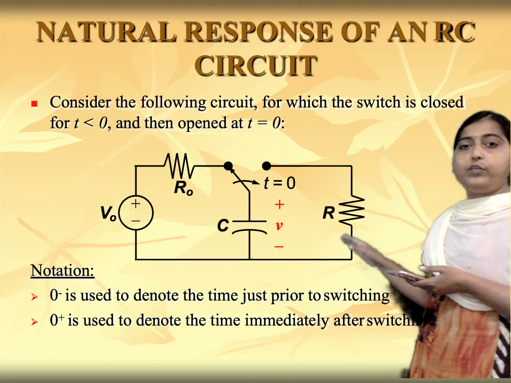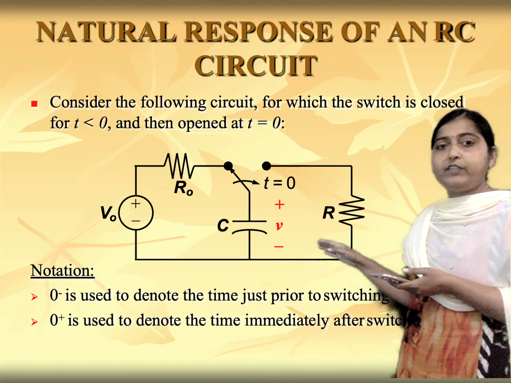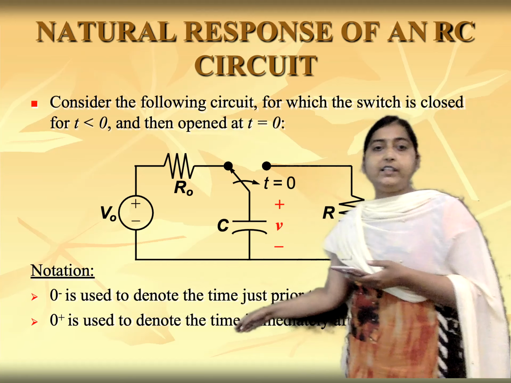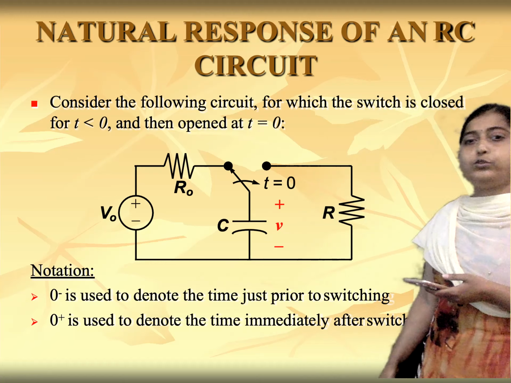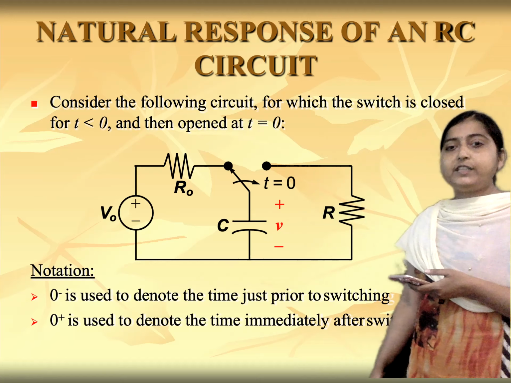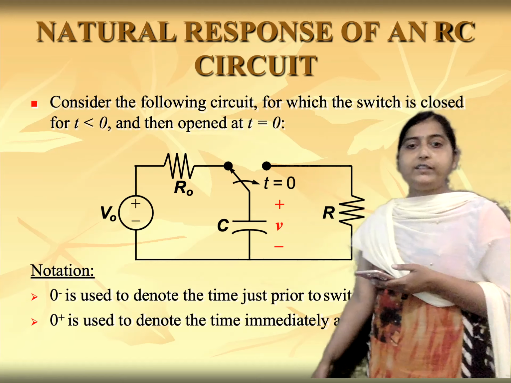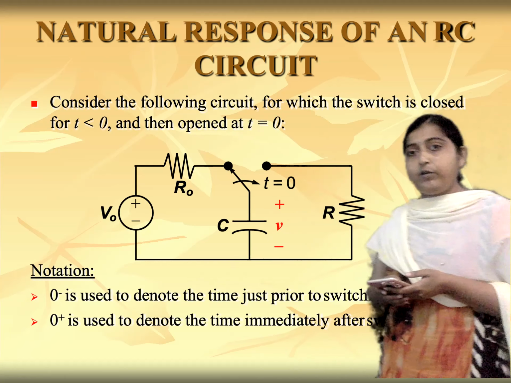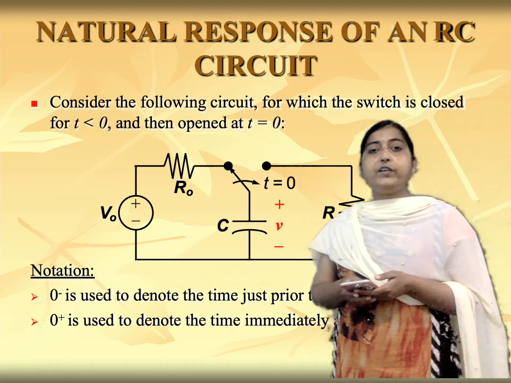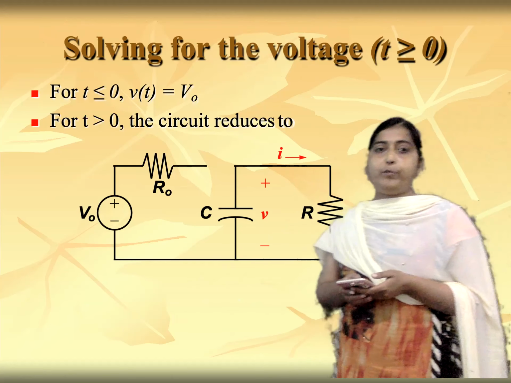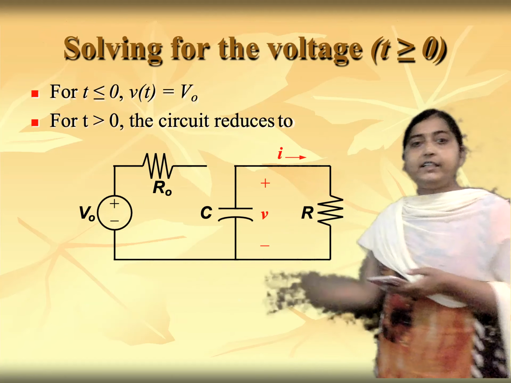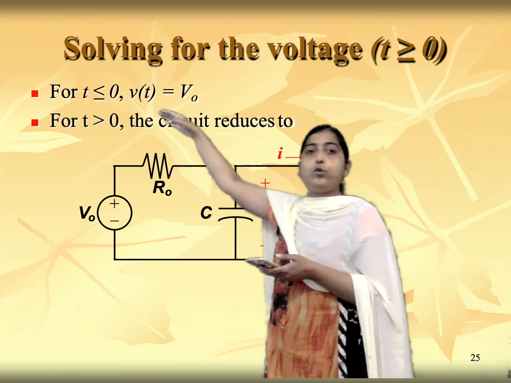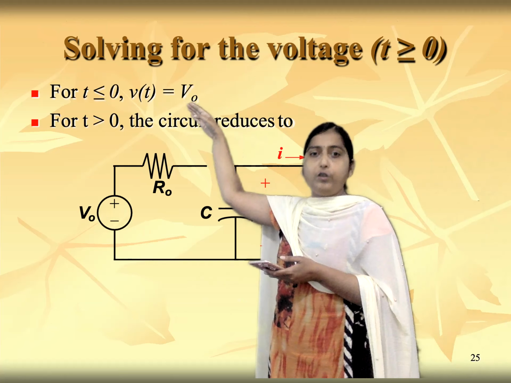Now we already know the two basic conditions related to time: 0 minus and 0 plus. 0 minus denotes the time just prior to switching and 0 plus denotes the time immediately after the switching. Now let us see how the analysis of an RC circuit is performed. Let us consider that for t less than or equal to 0, V of t is equal to V0.